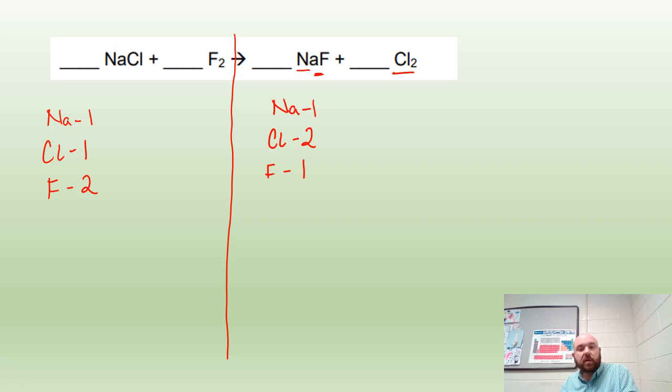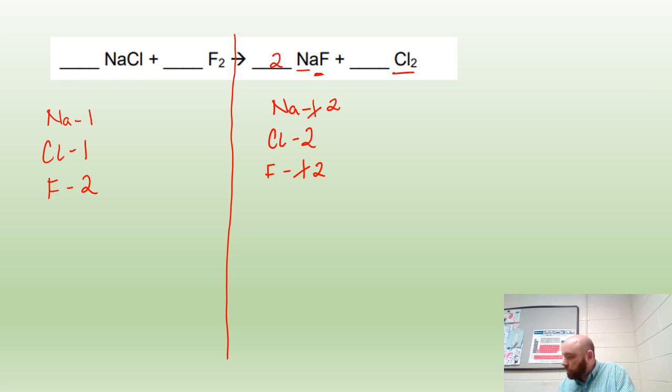On the reactant side, I have 1 chlorine, and on the product side, I have 2. On the reactant side, I have 2 fluorines, and on the product side, I have 1. I'll begin just arbitrarily. I'm going to try to solve the problem with my fluorine. If I put a 2 here in front of the sodium fluoride, that will give me 2 fluorines, as I would need. It also alters how many sodium atoms I have, however. I'll have 2 sodium atoms after that change of that coefficient.